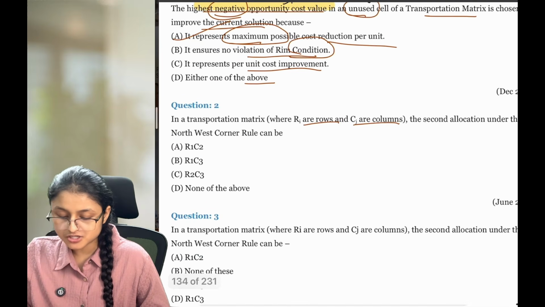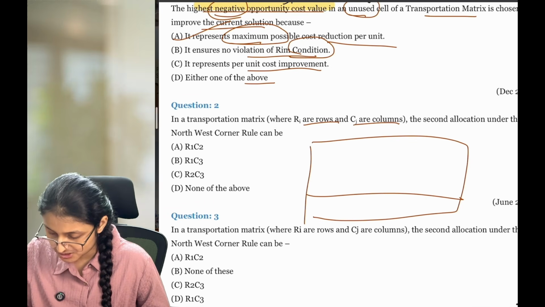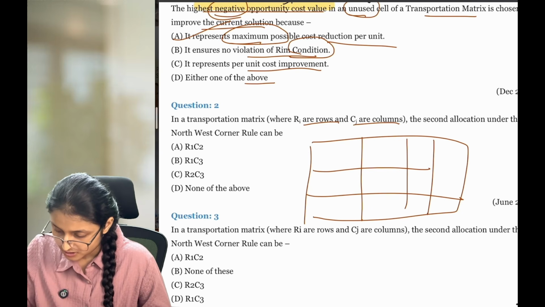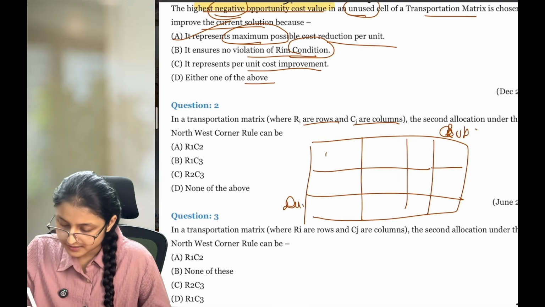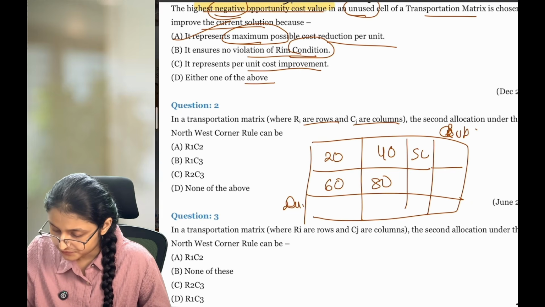The second allocation under the northwest corner rule will be, so if I have this transportation matrix, think about it. Here they are mentioning the demand. No, here we mention the supply, and then here there are demands. Let's say the cost is given as 20, 60, 40, 80 and 50, 30.